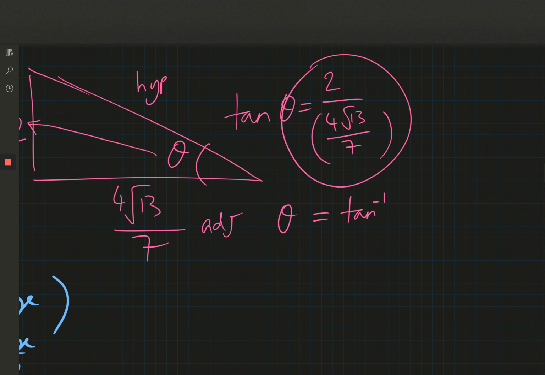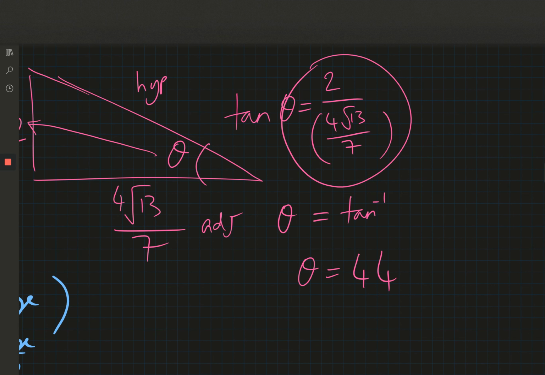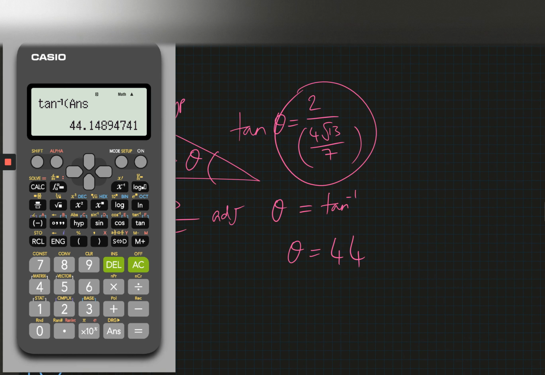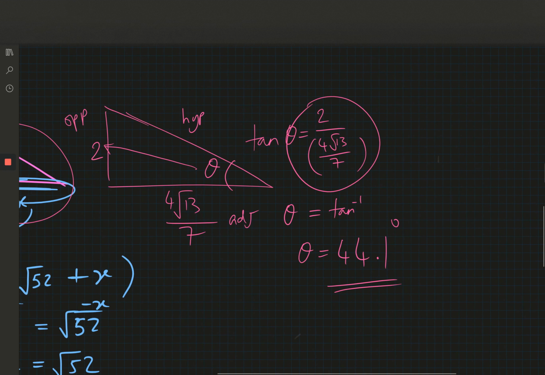So theta equals tan inverse of this. On your calculator, let's do it step by step. We're going to do fraction 2 over, and then this can be another fraction underneath. So it's 4 root 13 divided by 7. And then you are going to do tan inverse. You get 44. In this case, I think it doesn't ask you to round it. So 44.1, depending on what it asks you to round it to. And that's how you can work out the angle here.